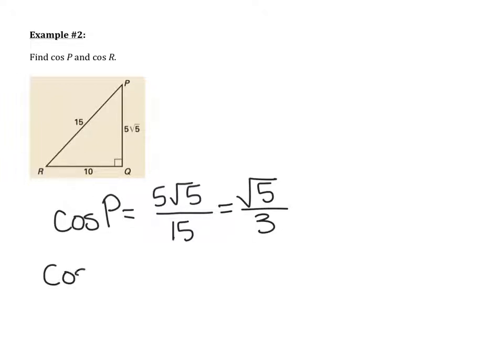For the cosine of R, I'm still going to do adjacent over hypotenuse. This time, the adjacent side to angle R here is 10. The hypotenuse is still 15. So I would have 10 over 15, which in lowest terms is 2/3. Just like we talked about before, any angle that is equivalent to angle P would have this as the ratio of the adjacent side over the hypotenuse, no matter how big or how small, because we're basing these off of similar triangles. Same thing goes with angle R. Whatever this angle measure is, the adjacent over the hypotenuse will always be equivalent to 2/3, no matter how big or how small the triangle is, because we're basing it off of similar triangles.